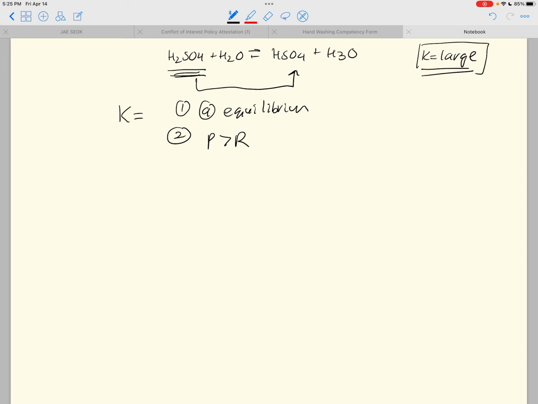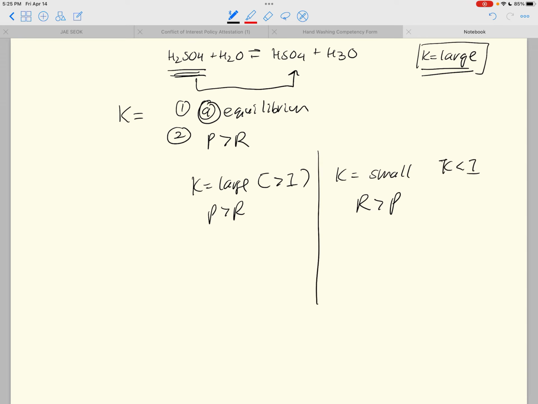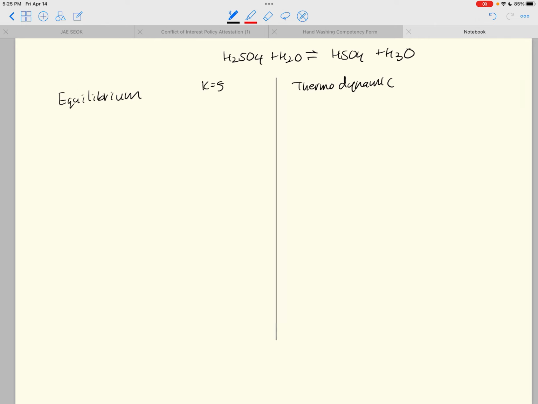Okay? So just to reiterate, what K tells me is two things. One, I'm at equilibrium, and two, it shows me how much product to reactant ratio I have. So if K is large, more product than reactant. If K is small, reactants greater than product. Or more specifically, if K is greater than 1, and then K small is K less than 1. Okay? Now, how does this relate to delta G naught? What's interesting is it's exactly the same thing. And let me show you.